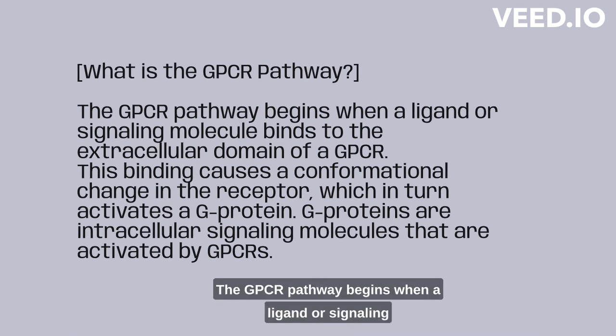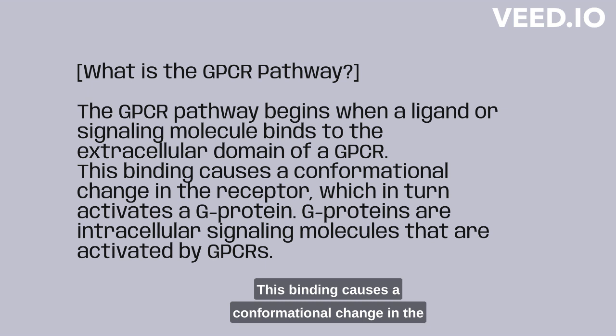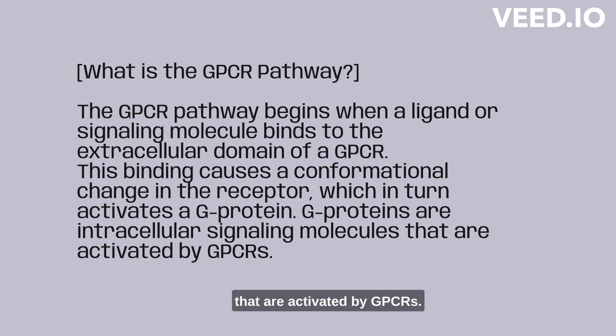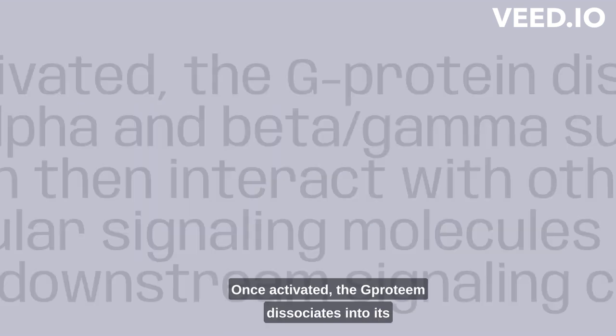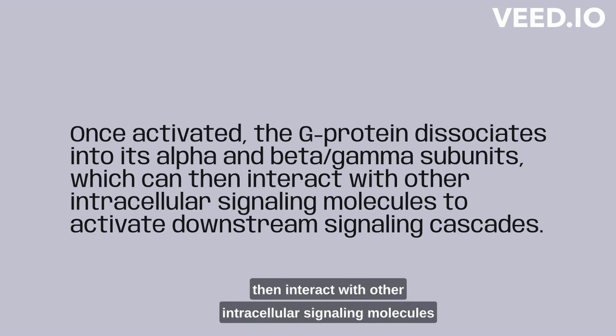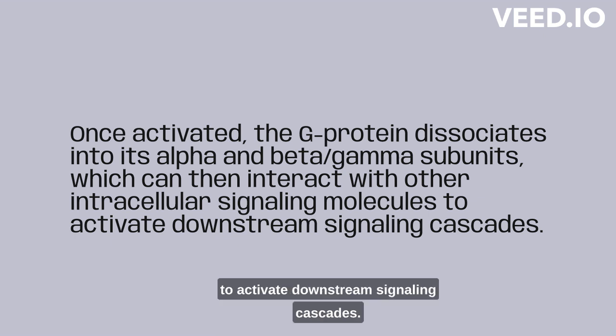What is the GPCR pathway? The GPCR pathway begins when a ligand or signaling molecule binds to the extracellular domain of a GPCR. This binding causes a conformational change in the receptor, which in turn activates a G-protein. G-proteins are intracellular signaling molecules that are activated by GPCRs. Once activated, the G-protein dissociates into its alpha and beta/gamma subunits, which can then interact with other intracellular signaling molecules to activate downstream signaling cascades.